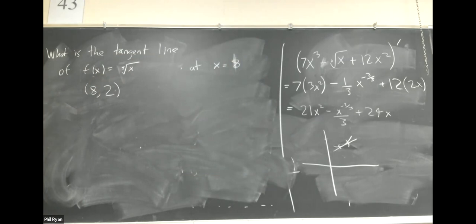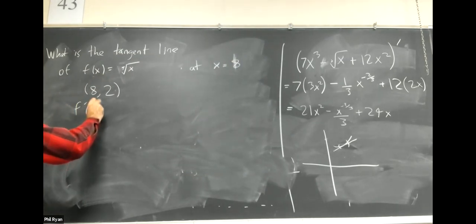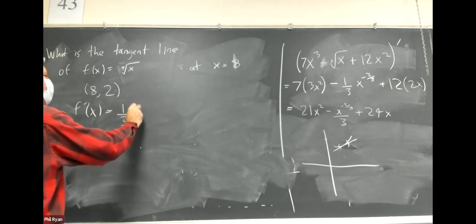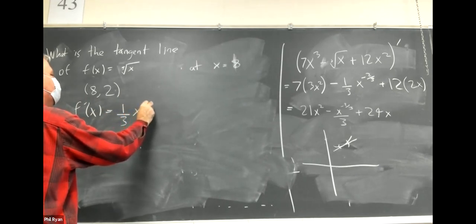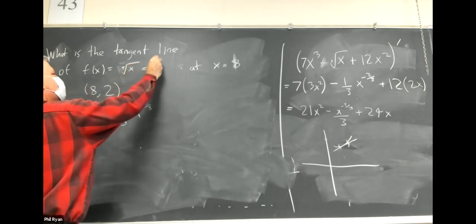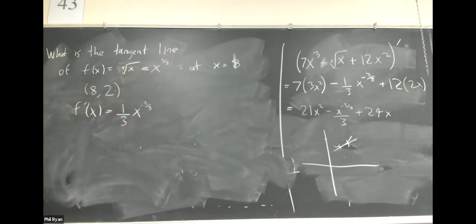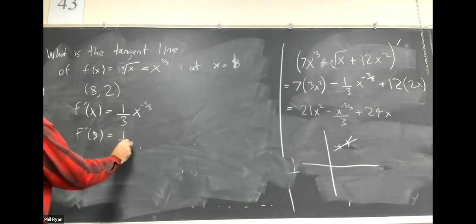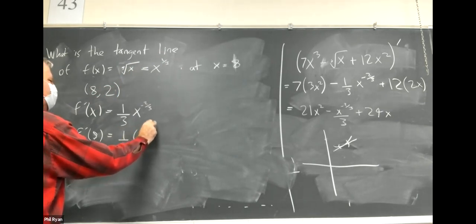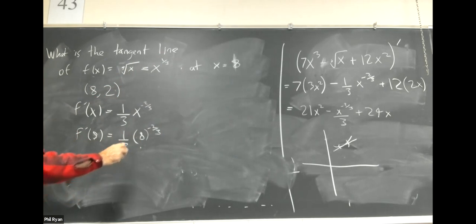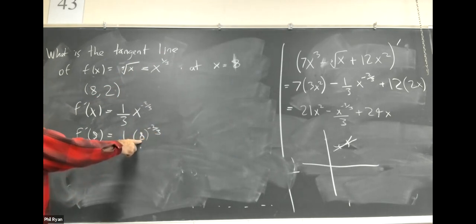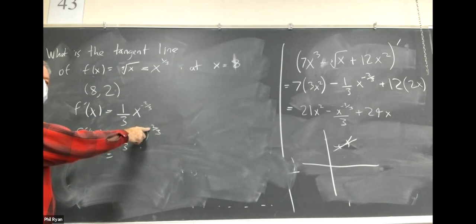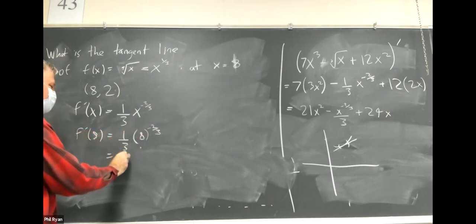We need the slope. f prime of x is 1/3 x to the minus 2/3, because this is the same as x to the 1/3. What is f prime of 8? It's 1/3 times 8 to the minus 2/3. The cube root of 8 is 2. 2 to the minus 2 is 1/4. So this is 1/12.